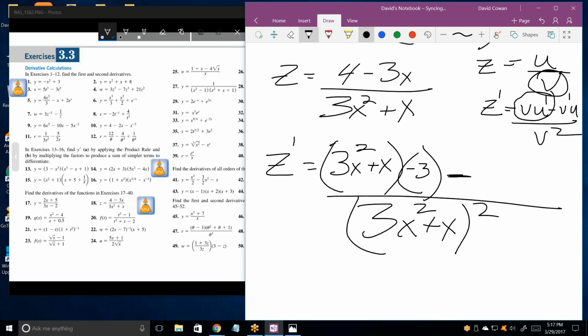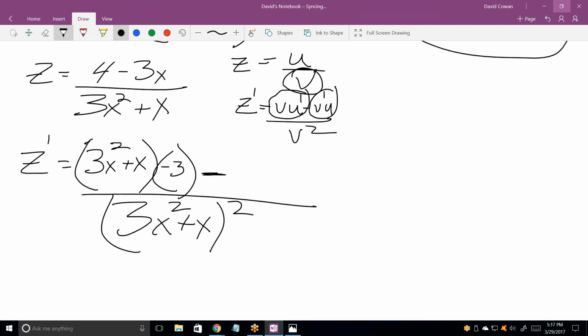Now, remember, the numerator, you need to subtract the opposite. By the opposite, I mean we're going to subtract v prime u. Well, what's v prime? What's the derivative of the bottom? 3x squared plus x. What's the derivative of that? Notice what this says for z prime over here on the right. It says the bottom times the derivative of the top minus the derivative of the bottom times the top.